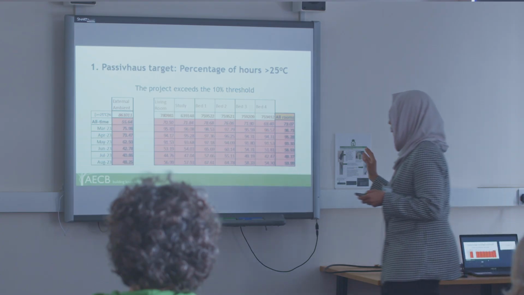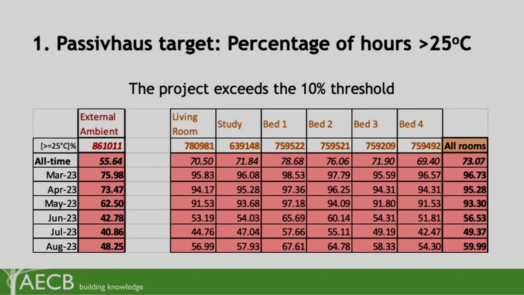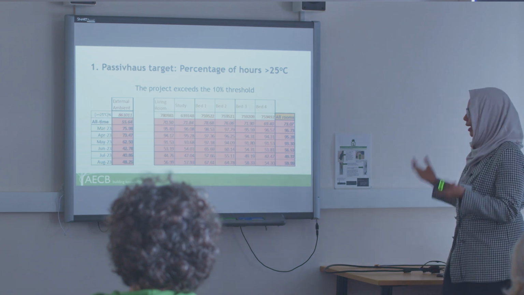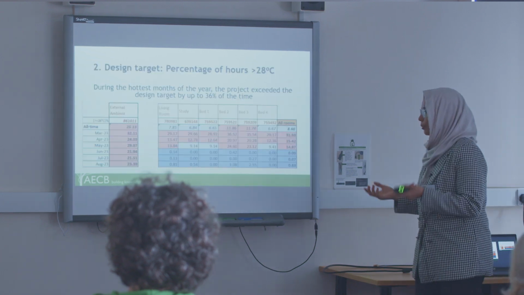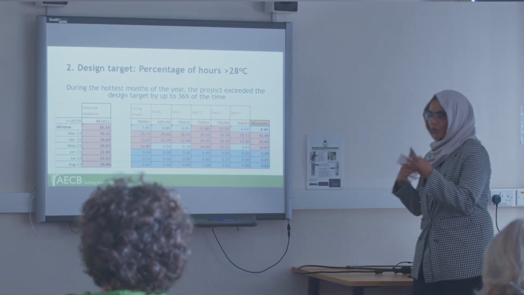You can see in most of these rooms, we exceeded that 10% threshold, mostly because the external ambient temperature also usually exceeds that threshold, and because we're not using any air conditioning, we're not using active cooling. So does this mean the building is uncomfortable? Let's measure other metrics.